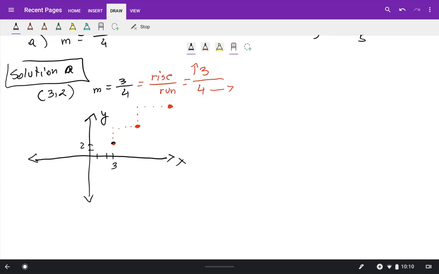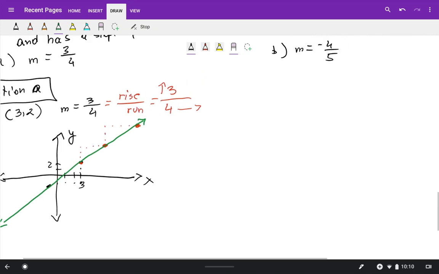Of course, I can do the opposite. I can go down 3 units, so it will be 1, 2, 3. And I can move to the left 4 units, 1, 2, 3, 4. And I'm going to find more points. Okay, so you'll connect the points and we have a straight line.